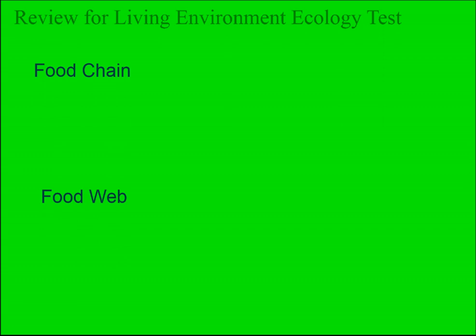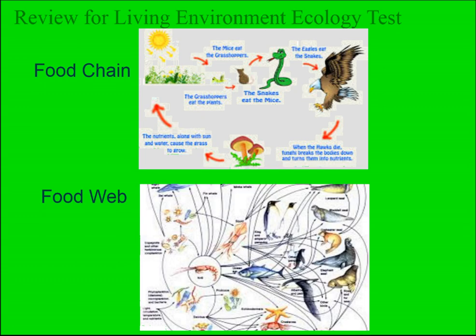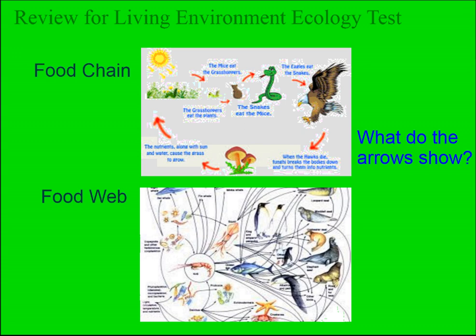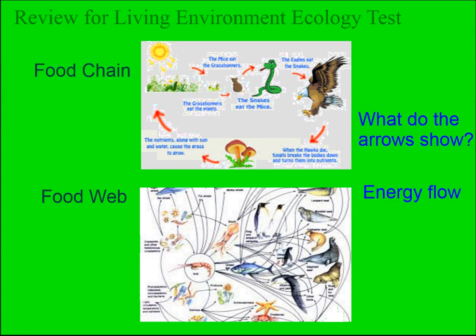Do you know what food chains and food webs are? Food chain is one line showing the energy coming from the sun through the producers and all the consumers to the decomposers. A food web is showing many, many different food chains. Do you know what the arrows represent? They represent that flow of energy.